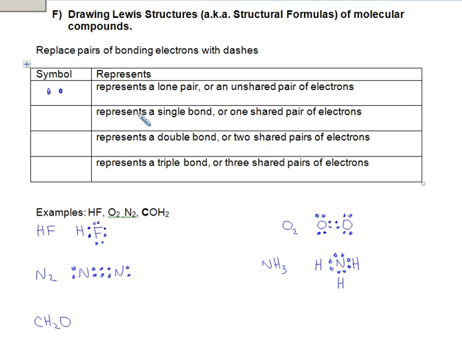However, a single bond is going to be represented by a single line between two elements. A double bond is going to be replaced by two lines between two elements. And a triple bond is going to be represented by three lines. So let's redo some of these drawings that we did on the previous page.